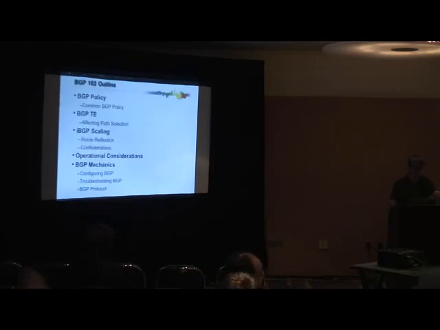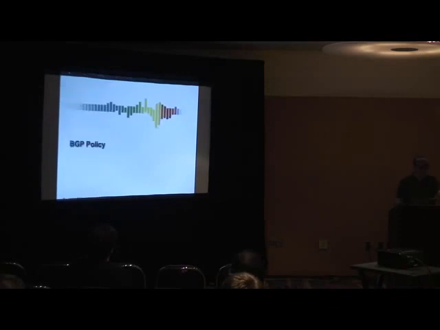So in BGP 102, we're going to talk about BGP policy. We'll talk about some common BGP policy implementations. And then we'll talk about traffic engineering and affecting the path selection. And we'll look at this both from a provider standpoint as well as from an edge network standpoint. After that, we'll look at BGP scaling techniques. We'll talk about route reflection and confederations. And if time permits, we'll do some BGP mechanics.